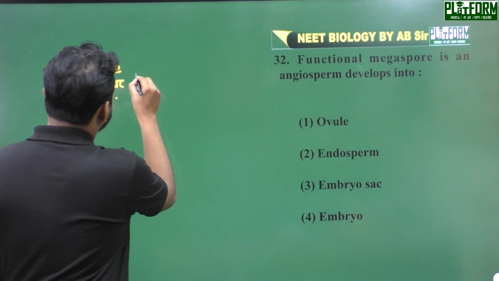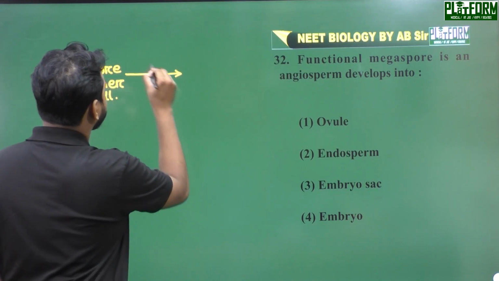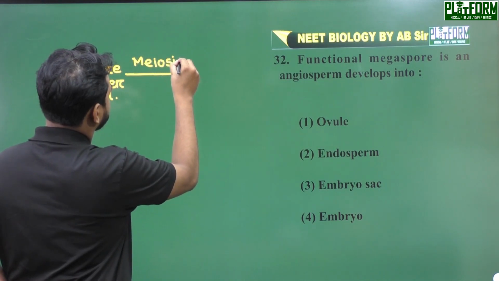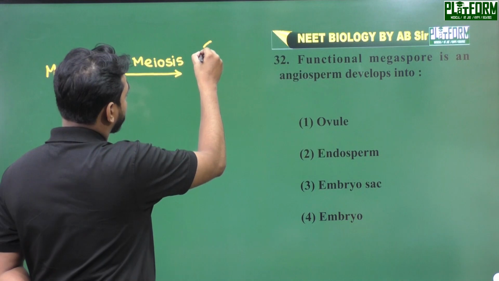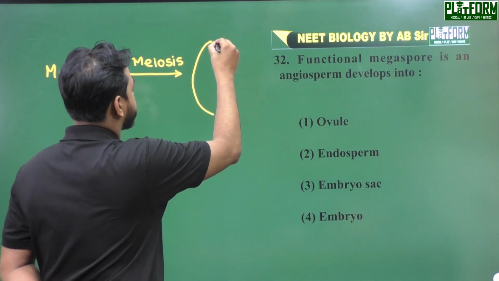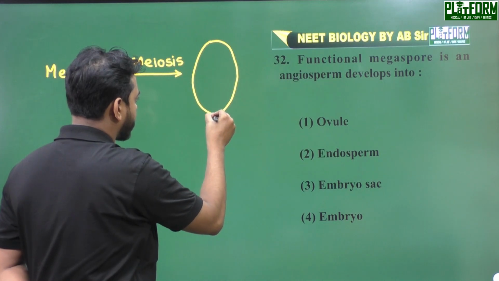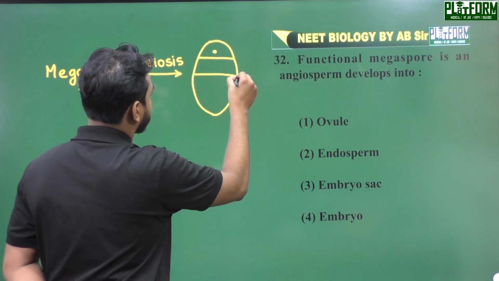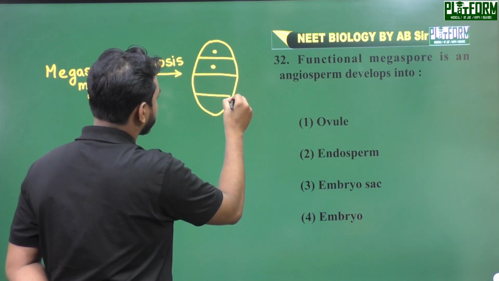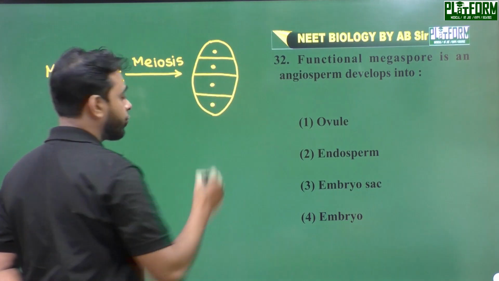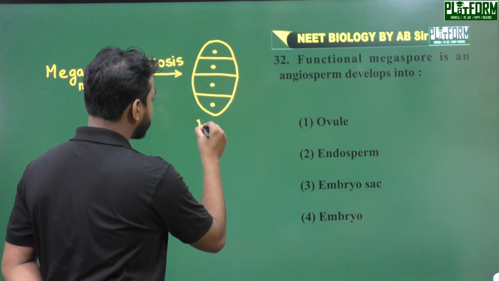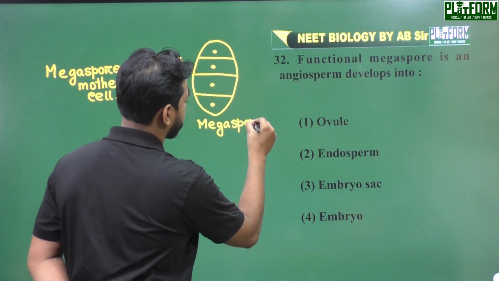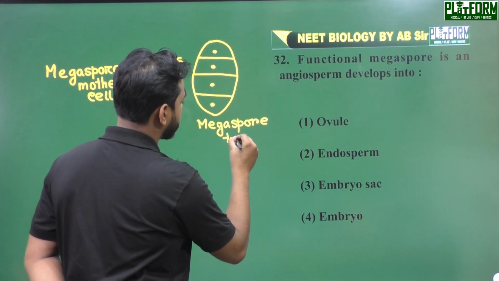Now the megaspore mother cell, after meiosis, produces a 4 megaspore tetrad. Fine. 1, 2, 3, 4. So these are the megaspore tetrad.